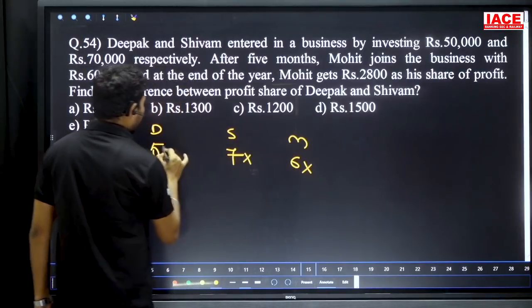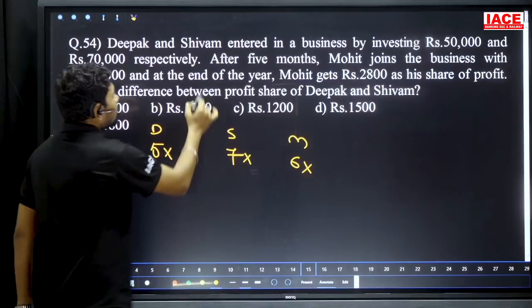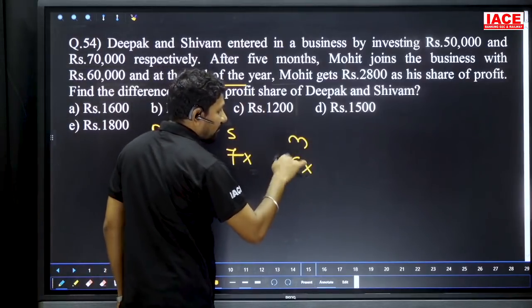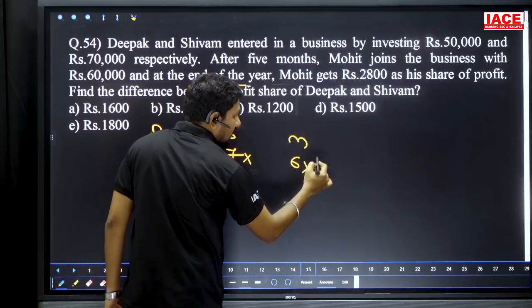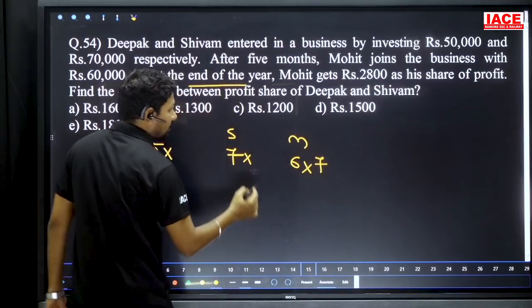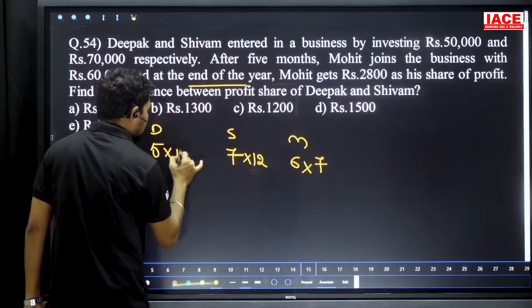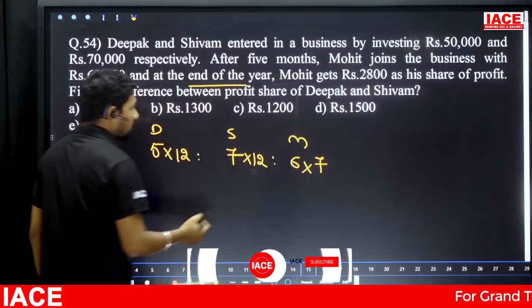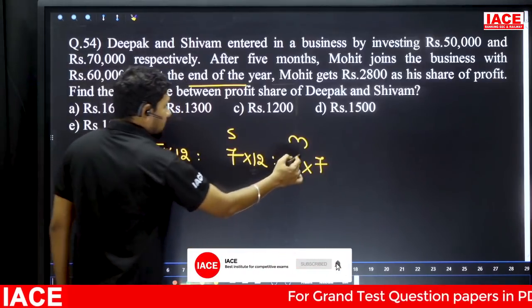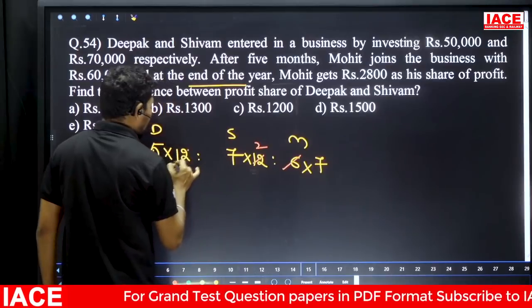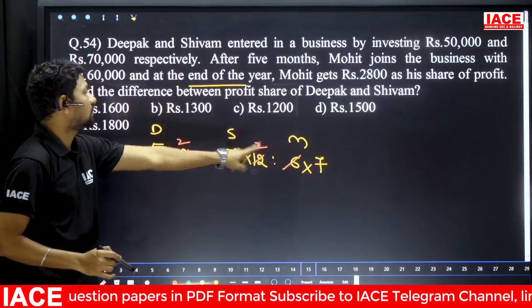Then what is the time they are spending? That is our question. The end of the year means 12 months completed. After 5 months he joined, so his investment timing is 7 months, while Deepak is 12 months and Shivam is also 12 months. Investment into time is equal to the profit ratio. How many times? 12 and 12. It is 5 into 12, 7 into 12, and 6 into 7.